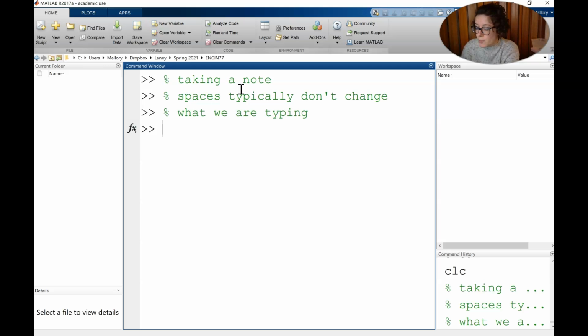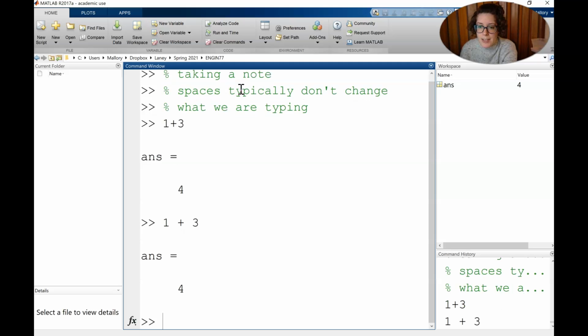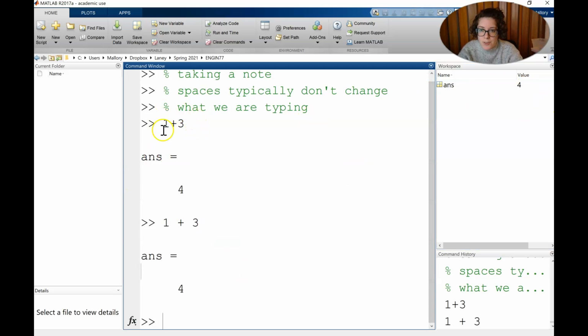For instance, we could type 1 plus 3, enter, and get the answer of 4, or we could type 1 space plus space 3, enter, and we get 4. You see, when we use MATLAB as a calculator and we don't specify a variable name, our default variable name is ANS, answer, and we see that that is now stored over here in our workspace. But I wanted to first show you that spaces rarely change the meaning of our code.